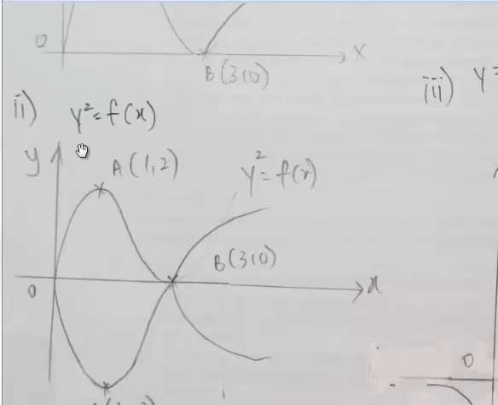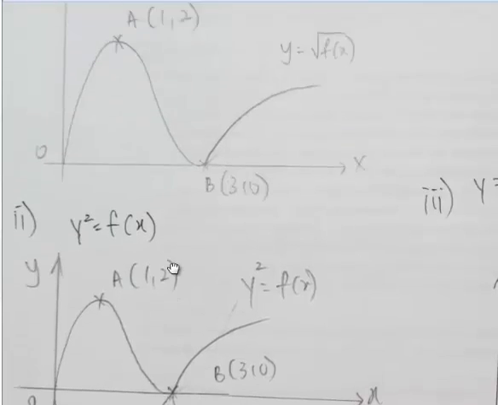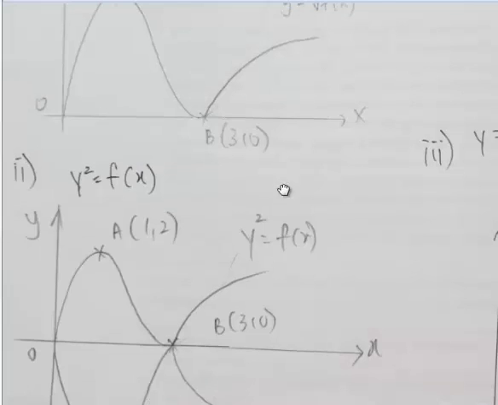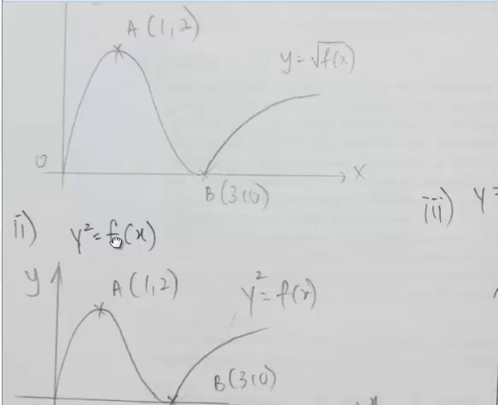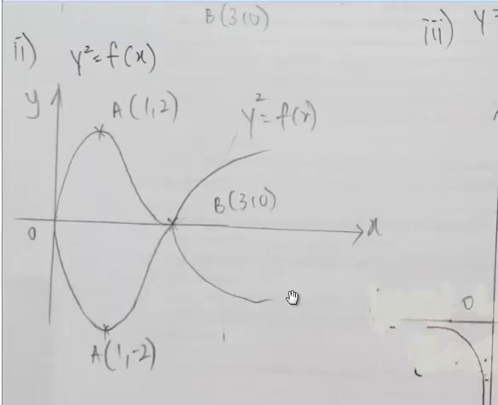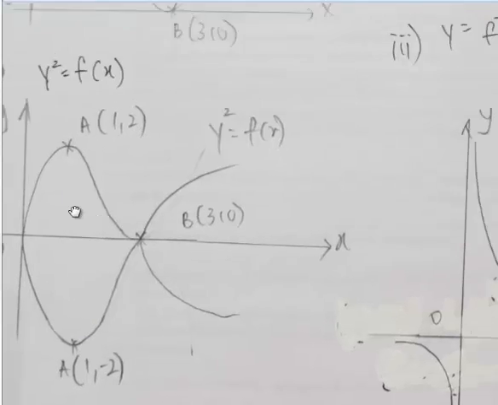Part 2 is the y squared equals f(x) graph, which is both the positive and negative values. So for part 1, we just reflect this whole graph to the bottom part. So we get y squared equals f(x). Then we need to have the same points as well: (1, -2) and (1, 2).